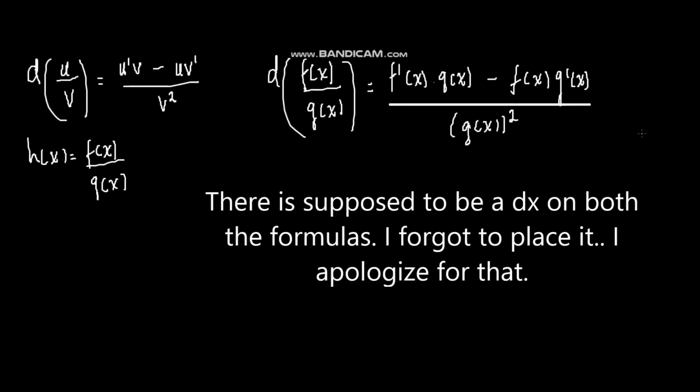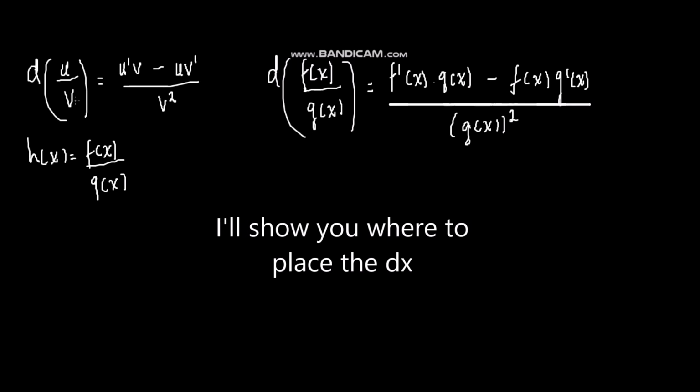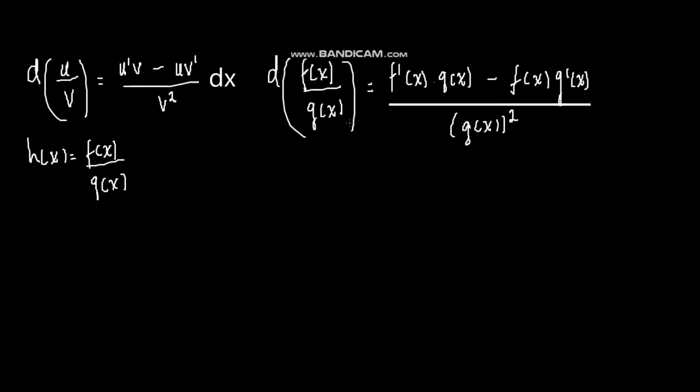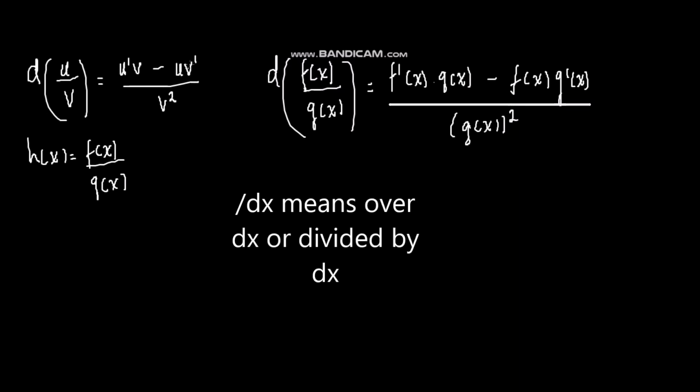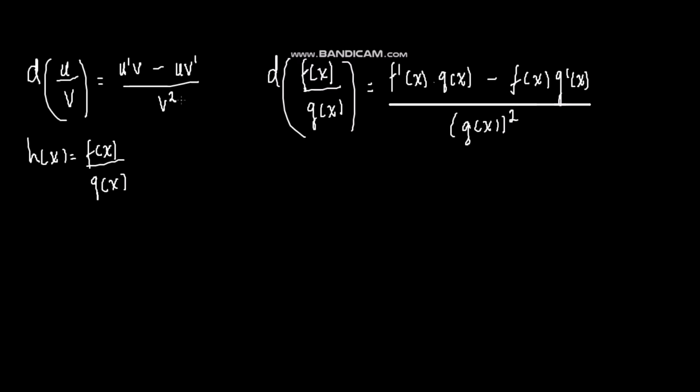In this video, we're going to prove the quotient rule. So I've written here two forms of the quotient rule. One is in terms of u and v, and the other one in terms of f of x and g of x, right? So the quotient rule states that the derivative of a function divided by another function is equal to the derivative of the first function times the second function minus the first function times the derivative of the second function over the second function squared.